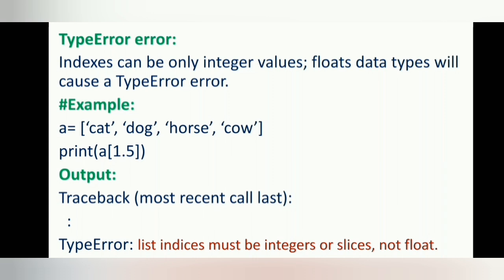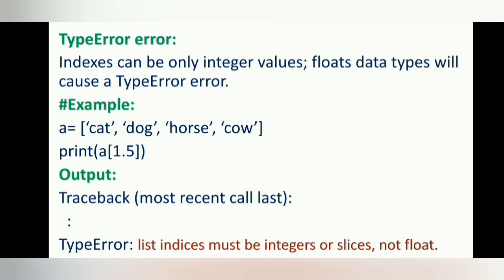Type error. Indexes can be only integer values. Floats will cause a type error. Example. This example will cause a type error. Indices can be only integer values, not float, string or other data types. But here we have used a float value. So Python will return a type error message that list indices must be integers or slices, not float.